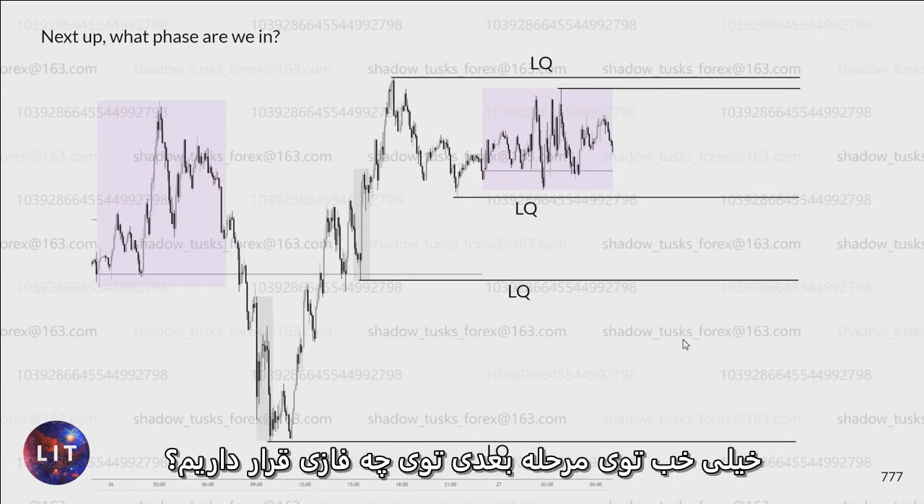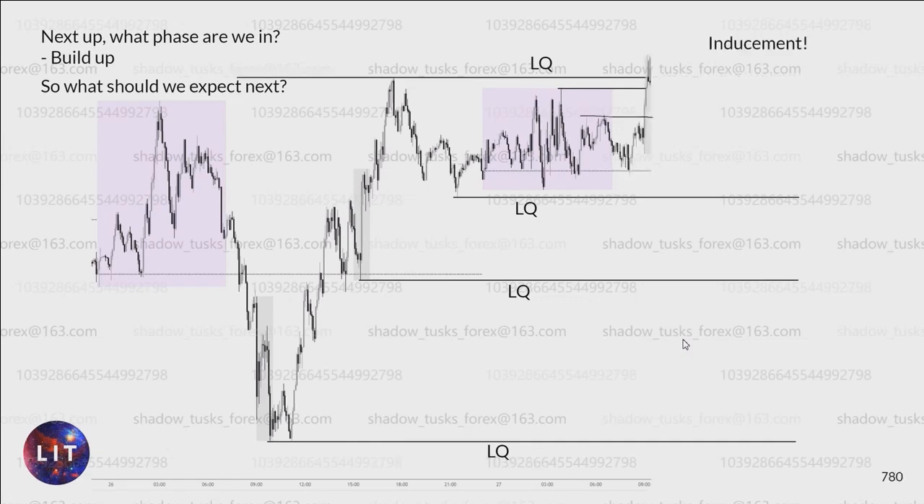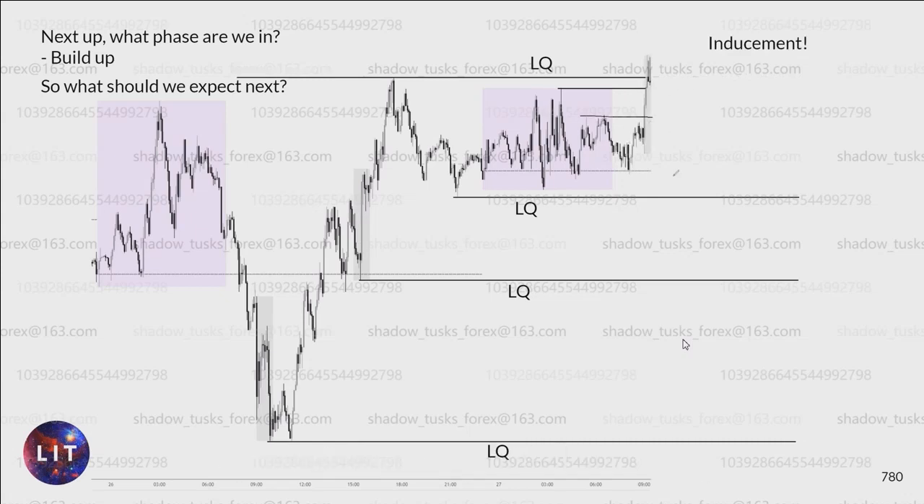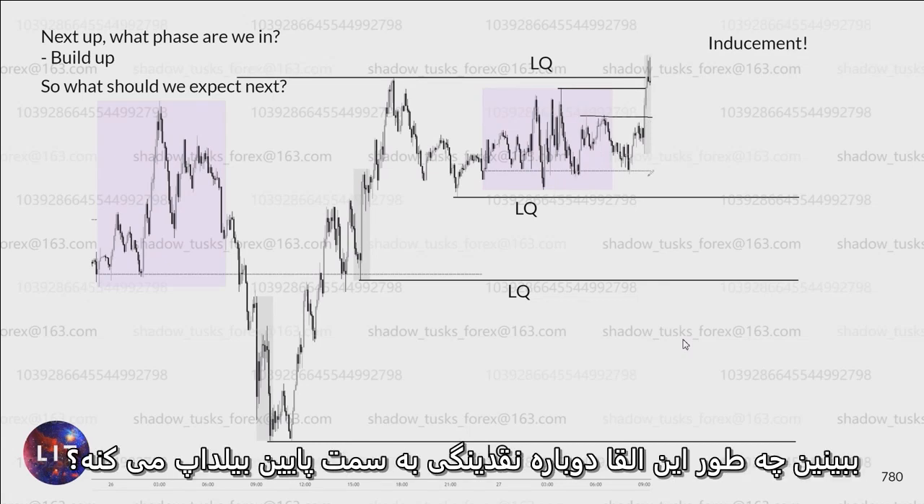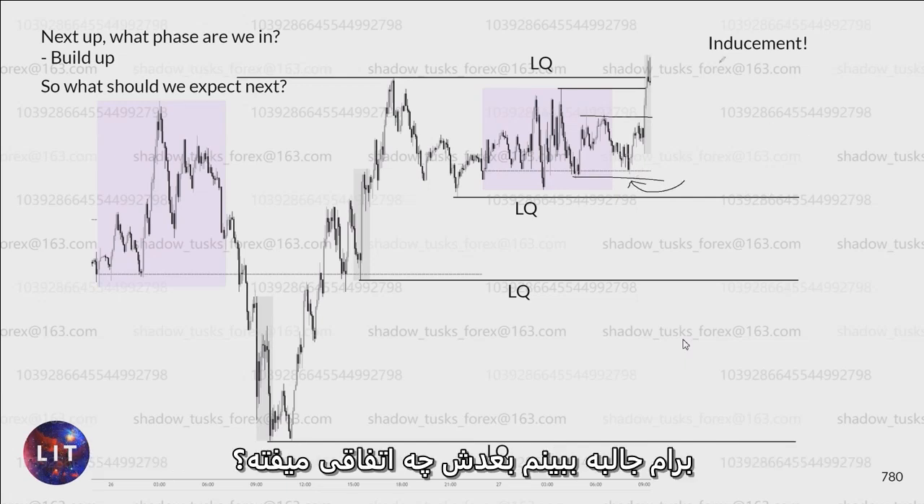Okay, so next up, what phase are we in? Well, we're in our build-up phase. So what should we expect every time? What a surprise! We get an inducement. Look at how, and this is quite important, look at how this inducement, again, builds liquidity to the downside. I wonder what could happen from here.